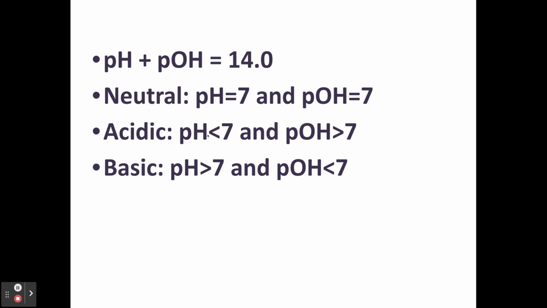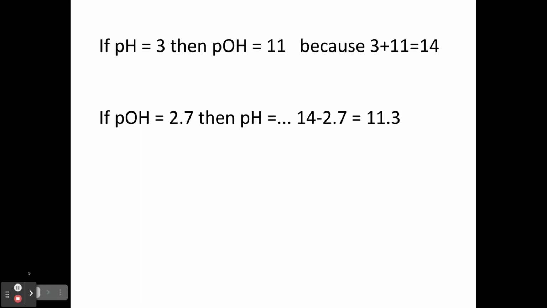Acidic, my pH is going to be less than 7, and my pOH will be greater than 7. But the basic solutions, pH is going to be greater than 7, and pOH would be less than 7. So they're flipped. If we know that the pH is 3, then the pOH is going to be 11 because pH plus pOH always equals 14. If we are given the pOH of 2.7, then the pH is going to be 14 minus 2.7, or 11.3.